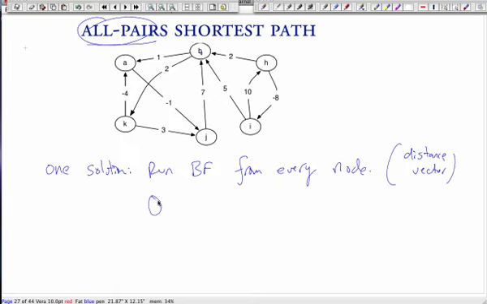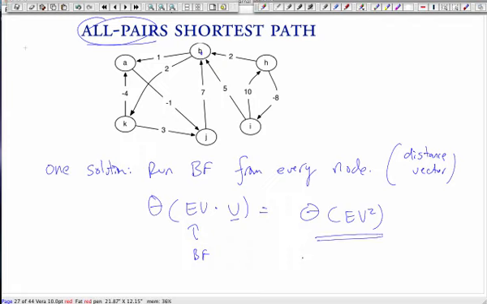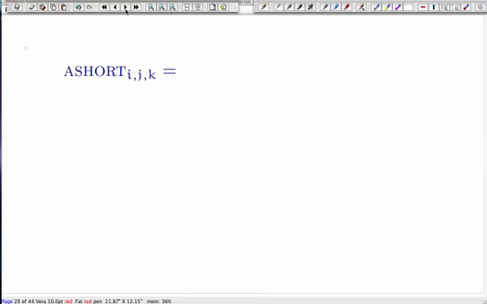The running time of this solution is going to be what? E V, which is the running time of Bellman-Ford, times V. So it's E V squared. And we are going to do much better than this. We can do better. And here we go.